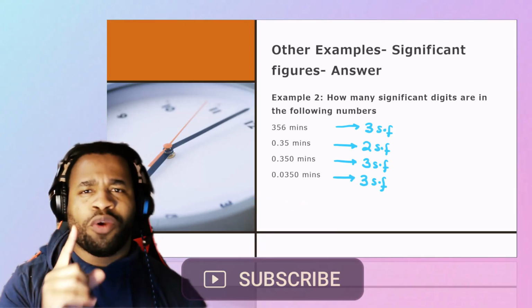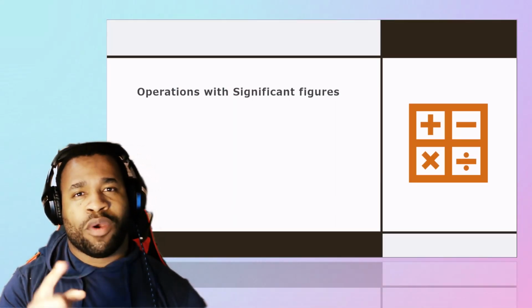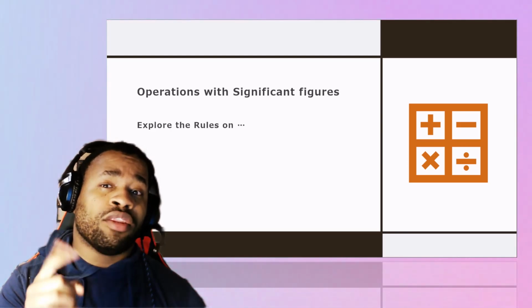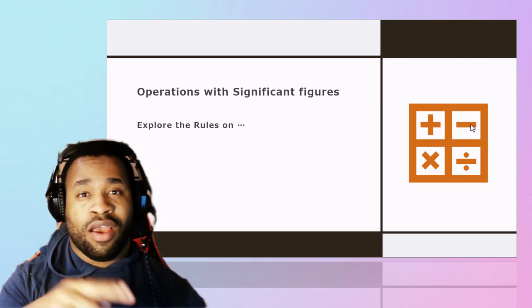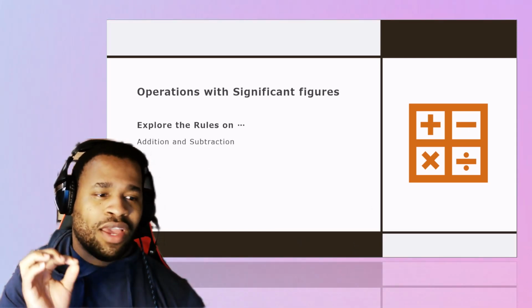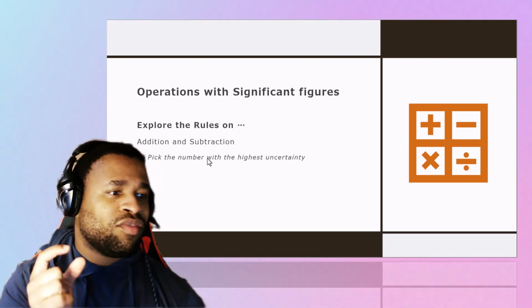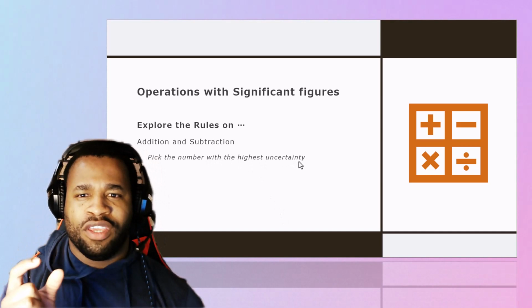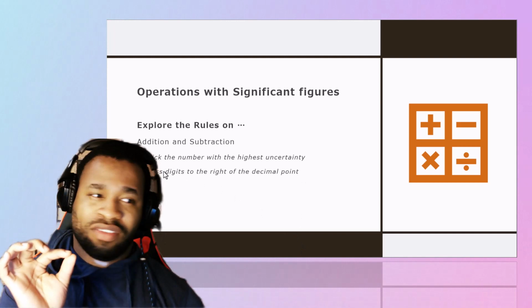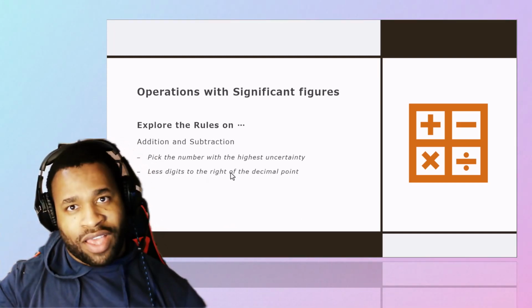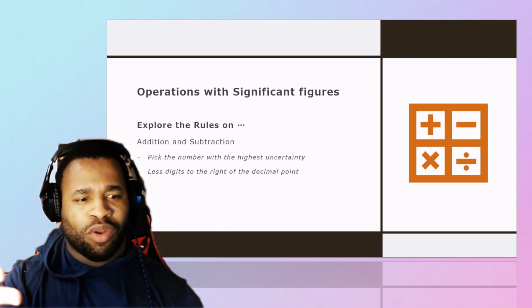So now you have a little bit of an understanding of how to count significant figures in a number. We're going to apply this to operations with significant figures, and here we're going to explore the rules on the following. First, we're going to look at addition and subtraction. The rule that applies here is that we are going to pick the number with the highest uncertainty. And what does this mean? This means that it is the last digit to the right of the decimal point. So keep that in mind for the next examples that we'll be looking at.